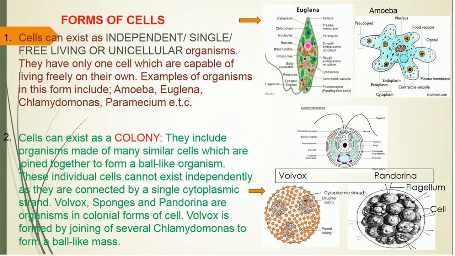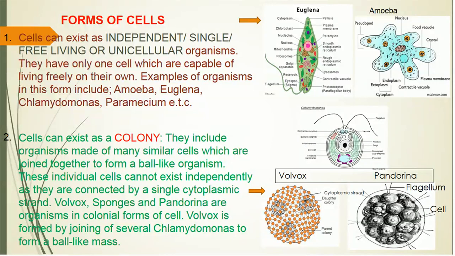Forms of cells. There are 4 forms of cells. Number 1. Cells can exist as independent, single, free-living, or unicellular. They have only one cell which is capable of living freely on its own. Examples of organisms in this form include amoeba, euglena, chlamydomonas, paramecium, and so on. Here are images of euglena and amoeba.